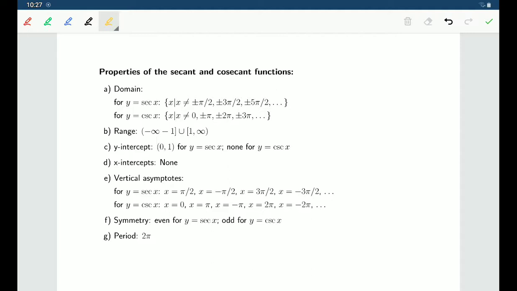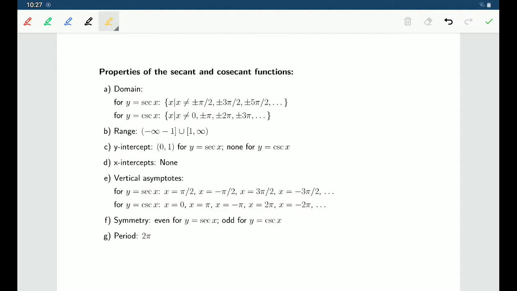The cosecant graph doesn't have any y-intercept, and the reason is that the sine graph crosses the x-axis at the origin, so the cosecant graph should have a vertical asymptote passing through the origin, a vertical asymptote of x equals 0.